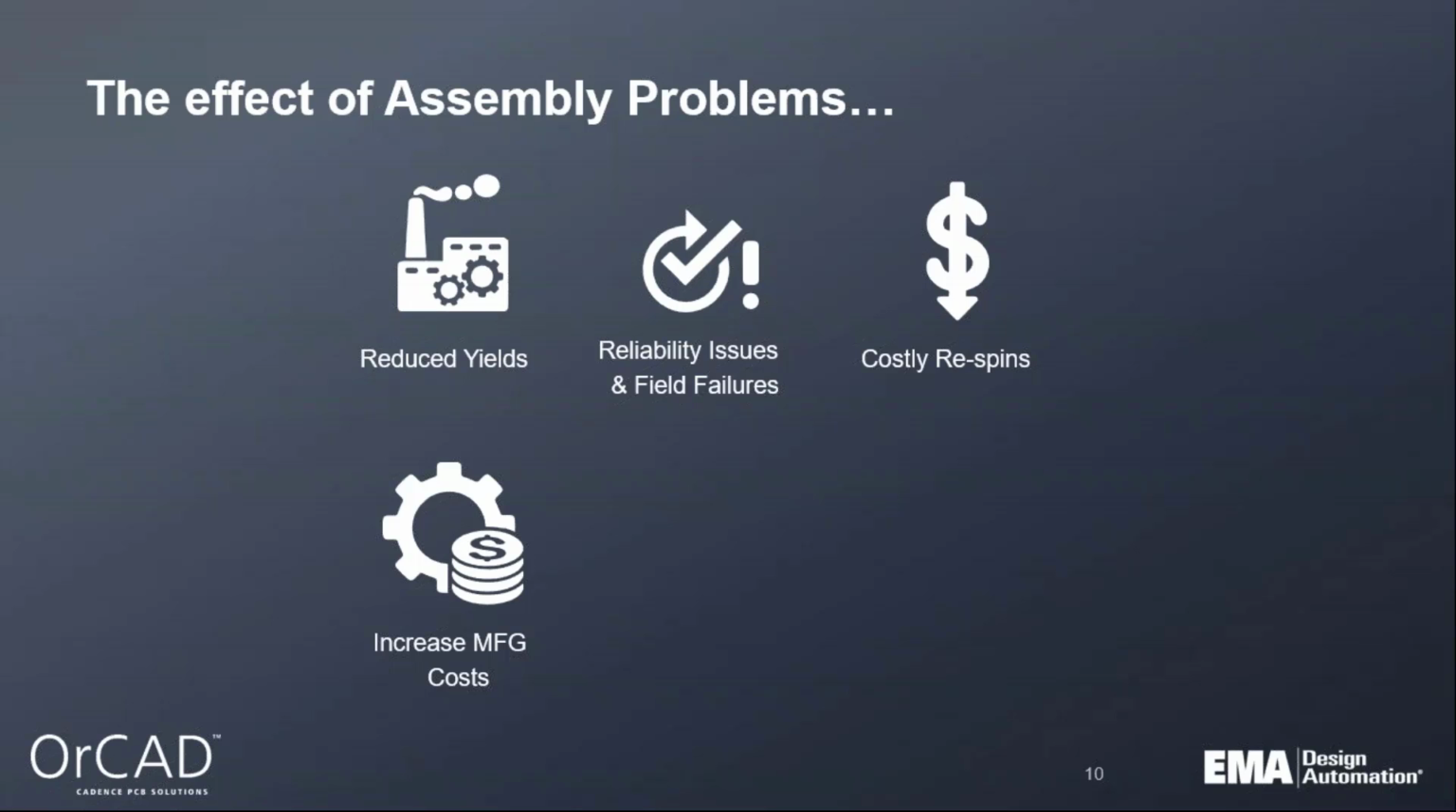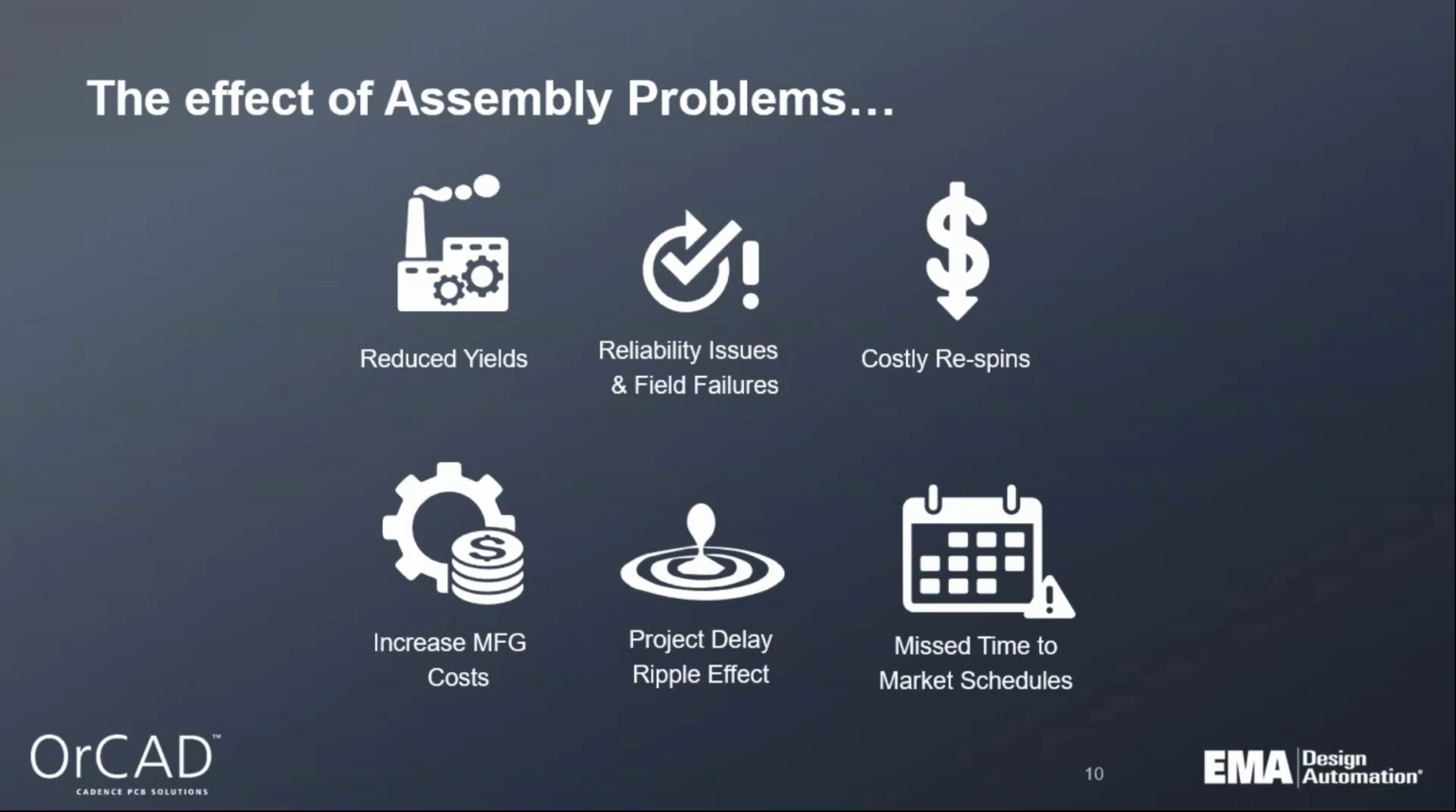If parts can't be manufactured and assembled properly, they're going to have to come back in and actually build those prototypes over again or hand solder those components on, which is going to cost you more. Project delay is going to be a ripple effect, and you're going to miss time to market. So there's a lot of issues that can happen with assembly problems. It's not just about designing the board.